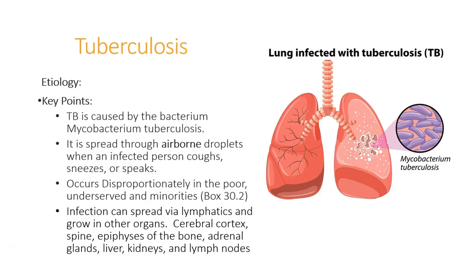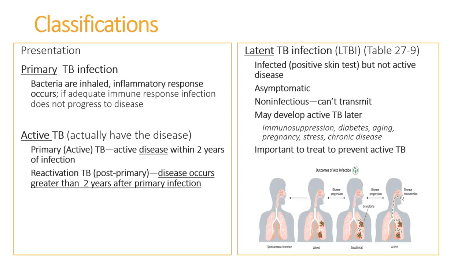So again, it spreads by airborne precautions when someone is sneezing, singing, talking, coughing, etc. Those airborne particles are evaporated into the air, and then somebody else breathes in that bacteria and can become infected. Now, the presentation of it, we classify as primary, active, and latent. Primary tuberculosis is when the bacteria was inhaled and there's some sort of inflammatory response occurring in your body. If your immune system is strong enough, the infection would not progress to a disease. But if it does, it can become active tuberculosis.